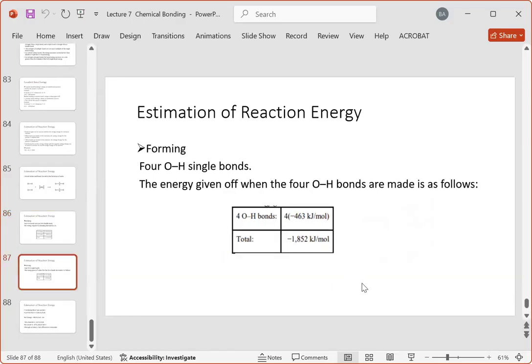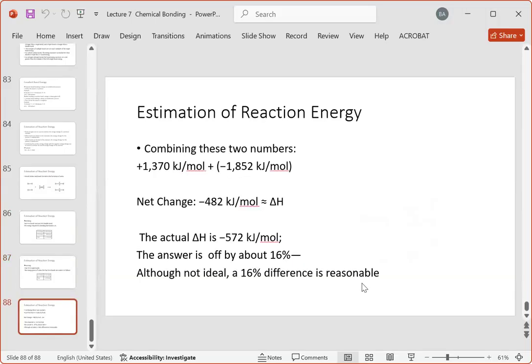And then the total will be negative 1,852. Then put them together, so then we have negative 482. In actuality, it's negative 572 per laboratory work. It's negative 572. So the difference is just 16%, which is not that bad.